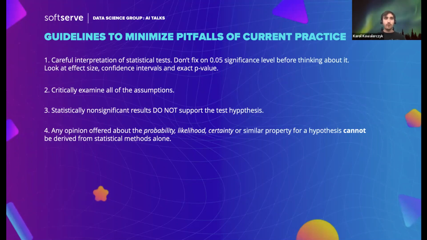And remember, any opinion offered about the probability, likelihood, certainty, or similar property for a hypothesis cannot be derived from statistical methods alone, because we talked about probabilities in terms of the p-value and data frequency, but not for a hypothesis. There has to be something more to it if someone talks about the probability.